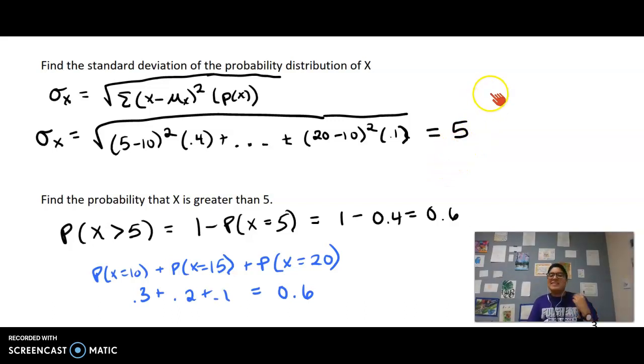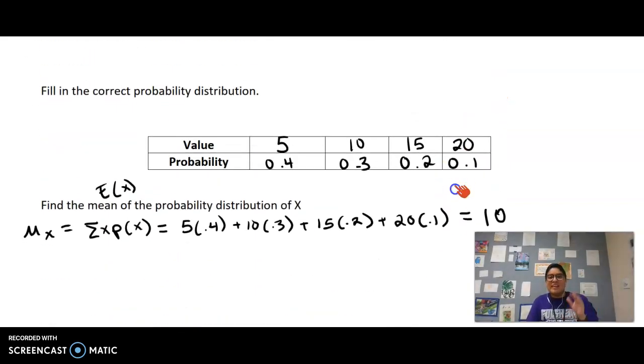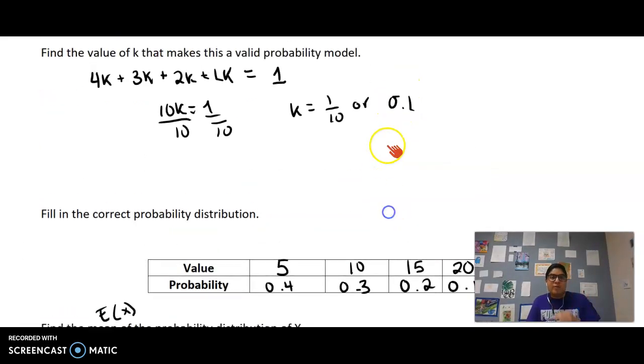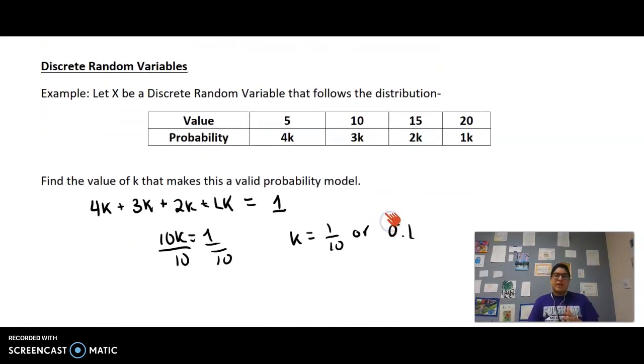So this is what we call a discrete random variable. Notice that each x value takes on an exact value. So these are examples of discrete random variables. And in the next part of the lesson, we're going to talk about continuous random variables. So stay tuned.